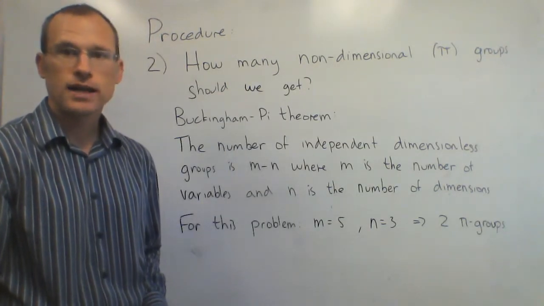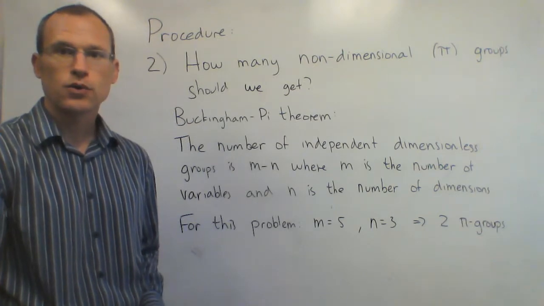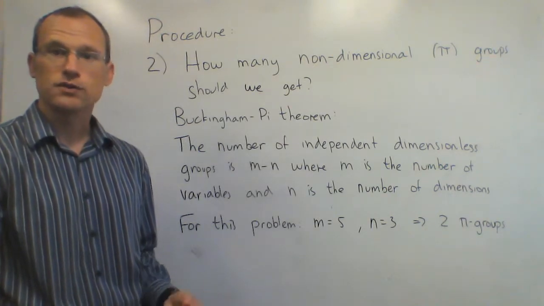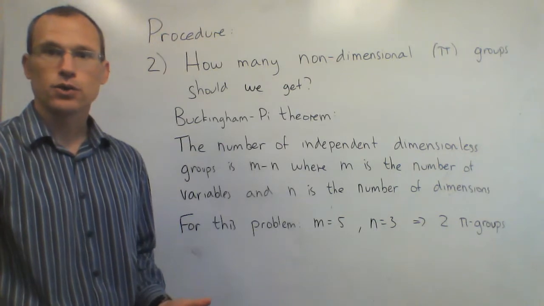So remember, the point of dimensional analysis is to reduce the number of variables. So what we're going to do is start with my original number of variables, 5, and reduce that down to 2 or 3.